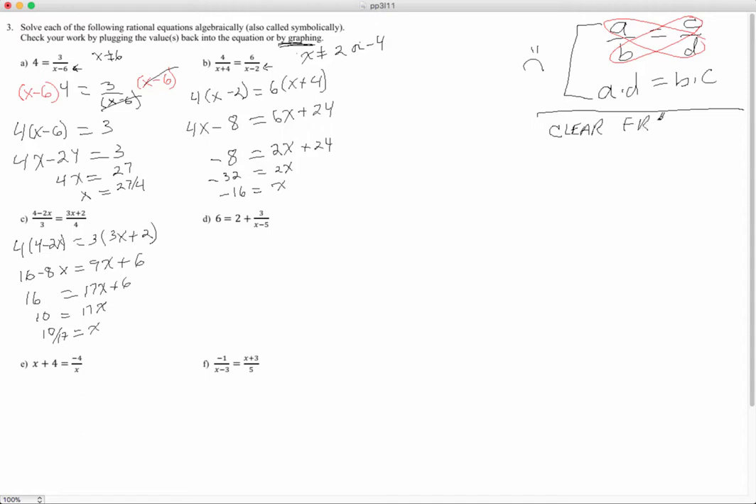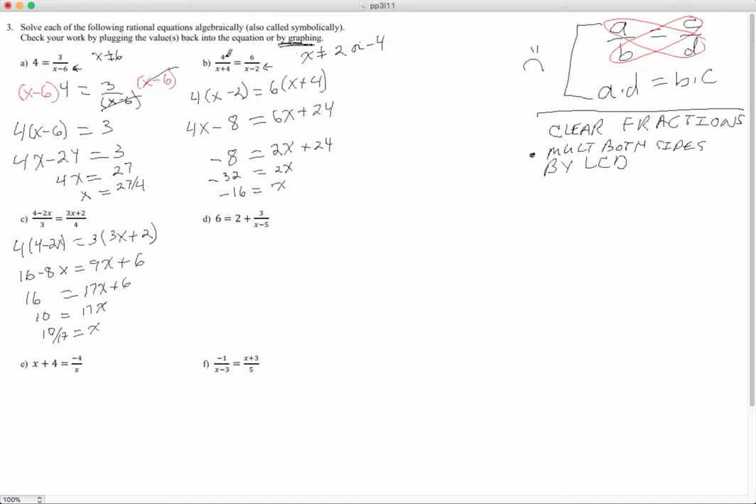To clear fractions, what you do is you multiply both sides through by the LCD. So clear fractions, what that means is multiply both sides by the LCD. So how do I find the LCD? Well, in this case, it's going to be really easy because there's only one denominator, so we just look at it, and that is our LCD. But if there's multiple denominators, then you have to take the product of those denominators to get the LCD.